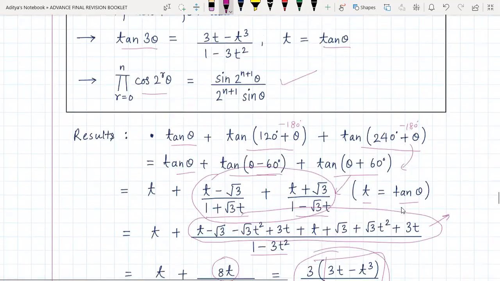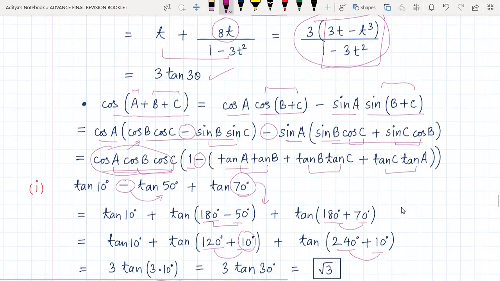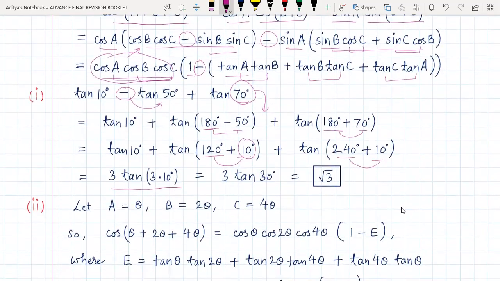I have just made use of the result that we just derived in the earlier part of the solution. So I think it's quite easy now, because 3 into 10 degree will give us 30 degree, and tan of 30 degree is 1 by root 3. 3 times 1 by root 3 gives us root 3 as our final answer.